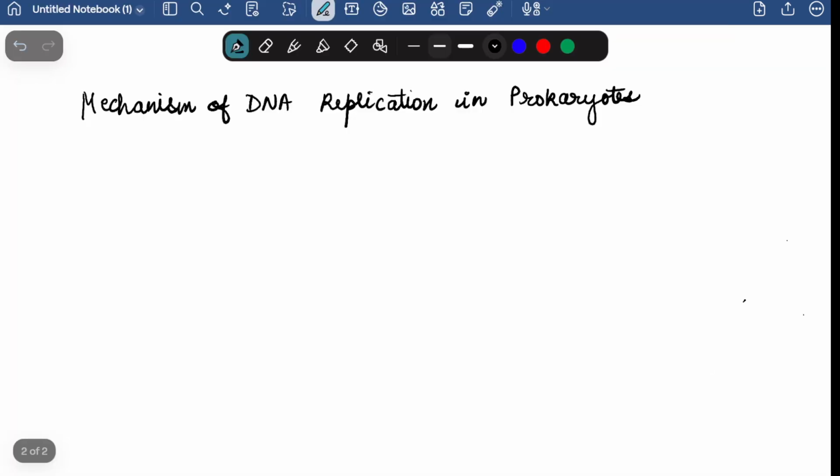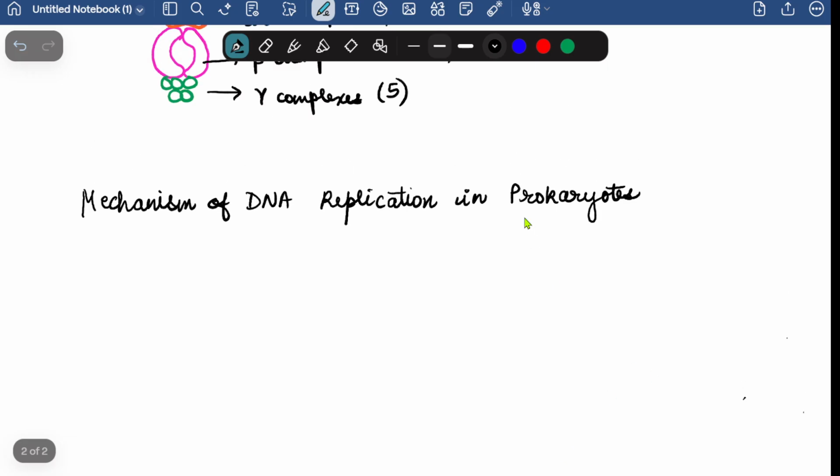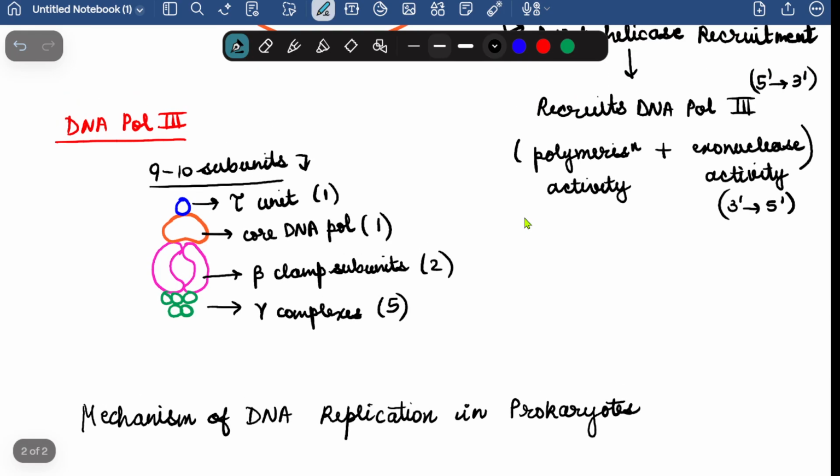Hello dear learners, in today's video we are going to learn about the mechanism of DNA replication in prokaryotes. In our last video we had already talked about how DNA polymerase works, and we talked about the structure of DNA polymerase 3. Now this DNA polymerase 3 is the main enzyme which will carry on the process of replication in the prokaryotes.